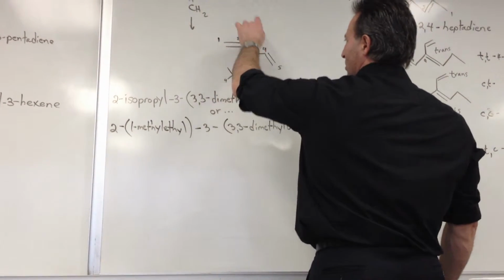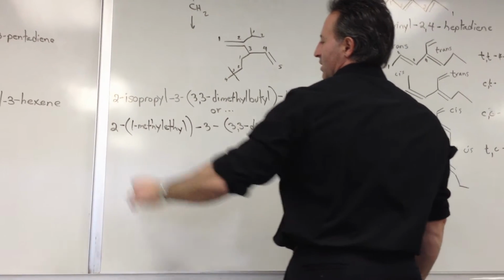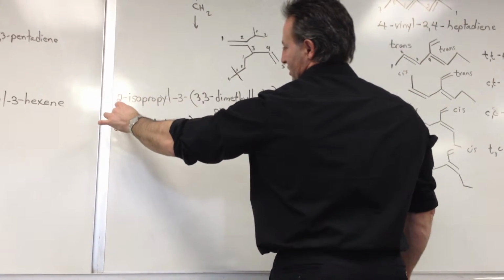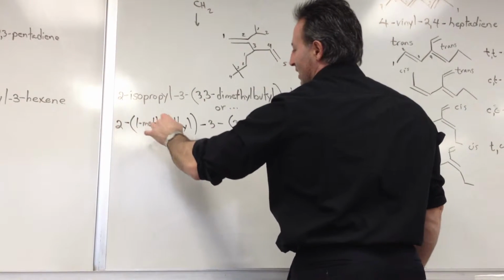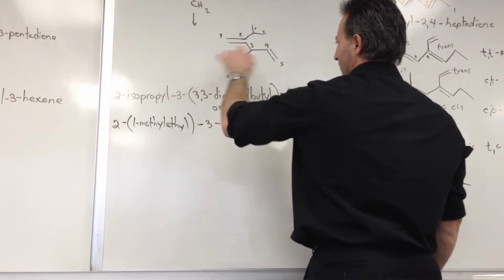If you were to rename it without using the trivial name isopropyl, then you'd have to say 1-methylethyl. See, it's an ethyl group with a methyl substituent on it. And then you'd have to say that's at the second position. So you'd say 2 open bracket, 1-methylethyl, close bracket, and then you name the rest of the molecule.